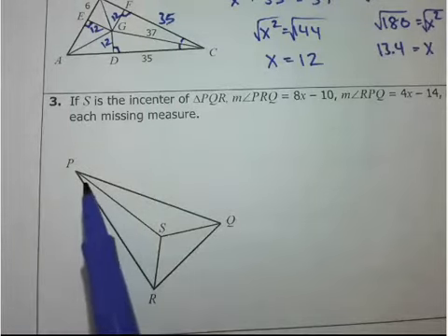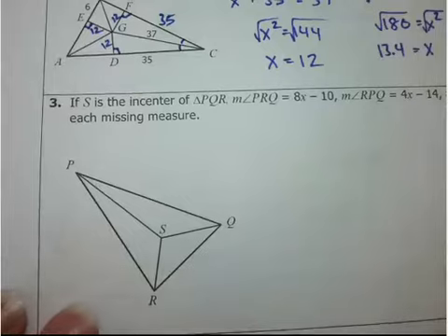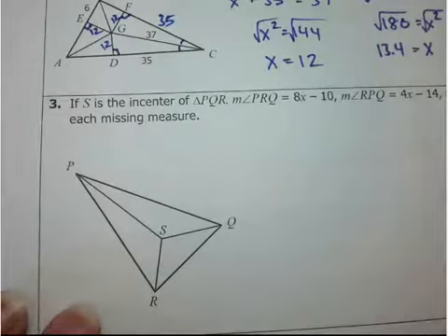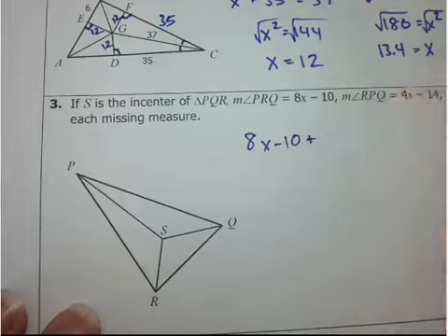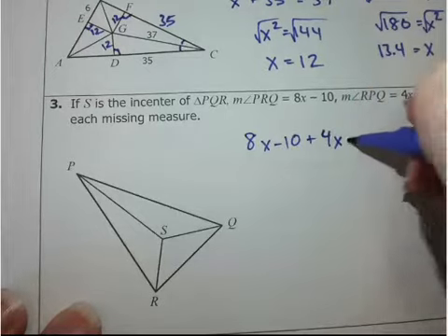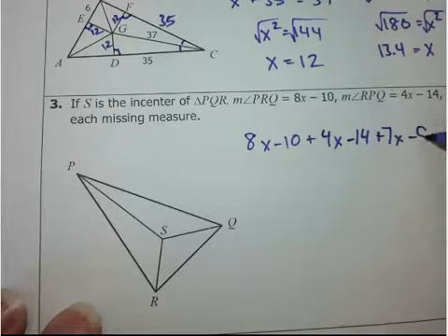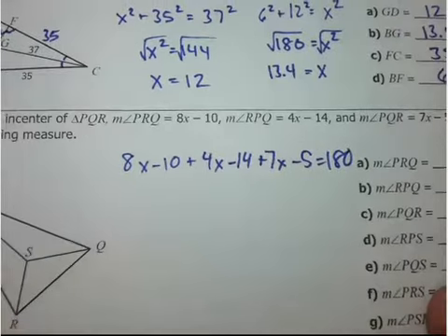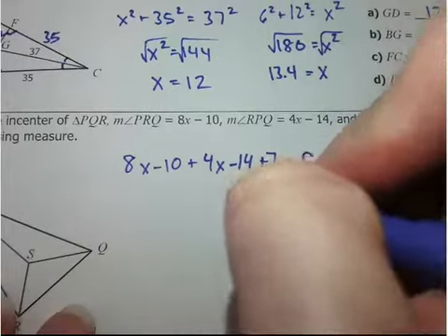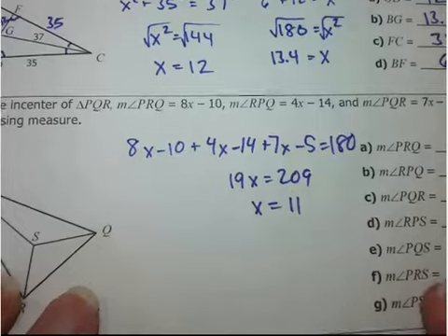Well, first of all, I need to figure out what x is. So I have the 3 angles in algebraic expressions, so I want to just go ahead and add those all up and set them equal to 180. So I'll take 8x minus 10 plus 4x minus 14 plus 7x minus 5 is equal to 180. So you're going to end up with 19x is equal to 209, x is equal to 11.